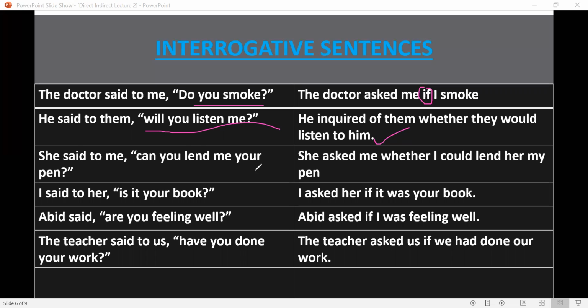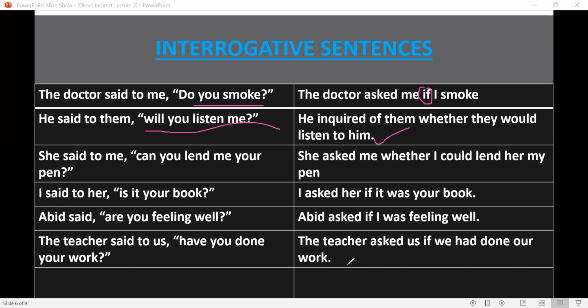He said to me, can you lend me your pen? He asked me whether I could lend him my pen. Can you lend me your pen? You can lend me your pen. This is the simplification of the interrogative sentence. I said to her, is it your book? It is your book. Then change the sentence: I asked her if it was her book. Abid said, are you feeling well? Abid asked if I was feeling well. The teacher said to us, have you done your work? The teacher asked us if we had done our work.